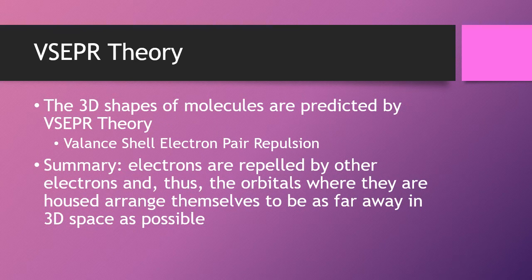The theory that predicts what the three-dimensional shapes of molecules look like is called VSEPR theory. This stands for valence shell electron pair repulsion. What basically happens here is that electrons repel each other because like charges repel. Therefore, the orbitals where electrons are housed, in order to help minimize this repulsion, will try to arrange themselves so that they are as far away from each other as possible while in three-dimensional space. This means that they will take unusual angles for bond angles that you might not predict if you're only using two-dimensional Lewis structures.